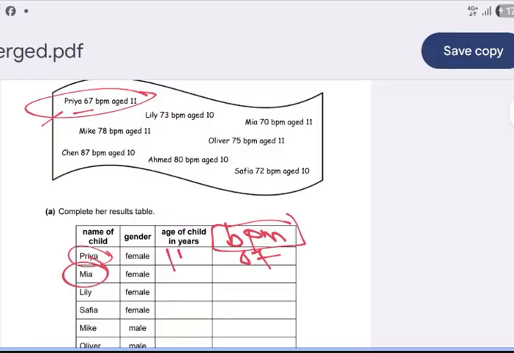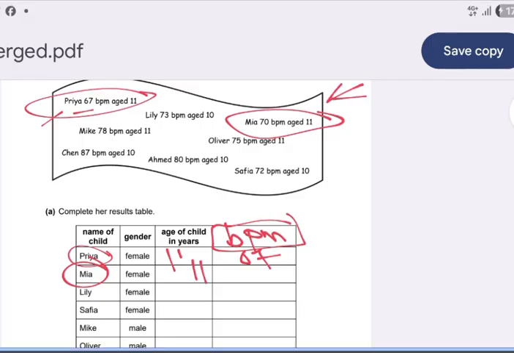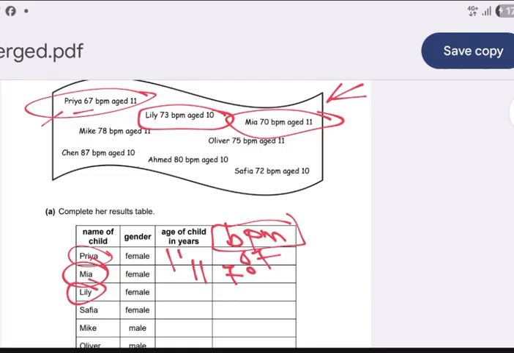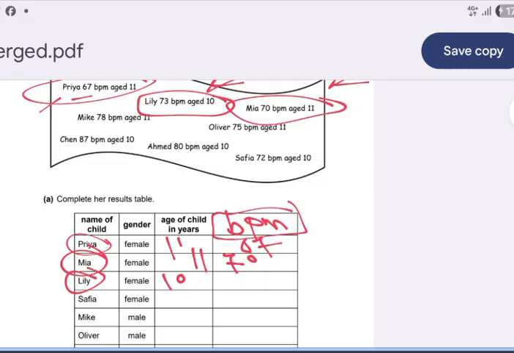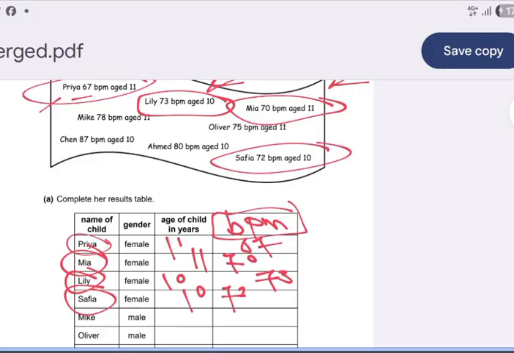So Maya, we are going to search for Maya over here. What is the age for Maya? I put a circle. It's 11 also. And how many beats in a minute? 70. Now search for Lily. Lily, here: 10 years old, 73 heartbeats. Now search for Safia: 10 years old, and the heartbeats, 72.